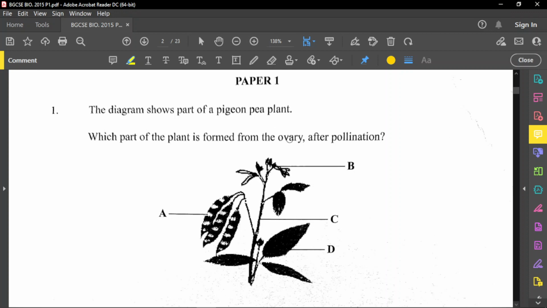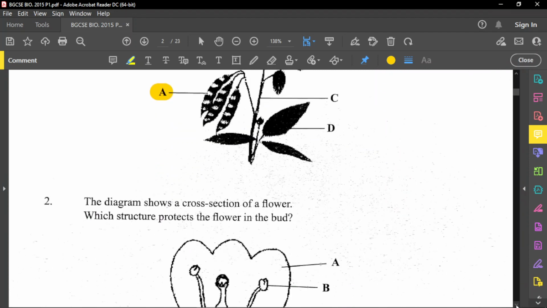What forms from the ovary is the fruit, and so A will be our correct answer. Also, just to point out that the ovules will form the seeds of the plant as well. So within the fruit, you'll have seeds, and those were formed from the ovules. As a matter of fact, the peas, we call them pods, and the pods are really from the ovary, and the pods will contain the seeds that form from the ovules. All right, so let's now get into question number 2.